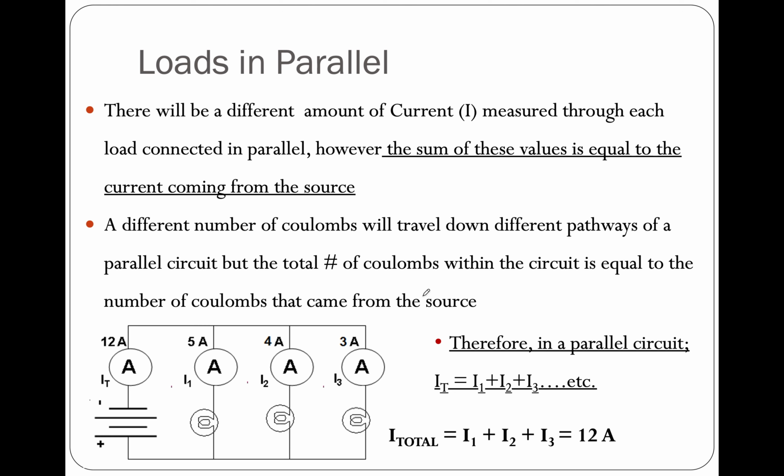Okay, let's talk about the current in a parallel circuit now. So there's a different amount of current measured through each load that's connected in parallel. However, the sum of these values is equal to the current coming from the source. So you notice that we're shifting our definition now. So current in a parallel circuit has the same relationship that voltage did in a series circuit.